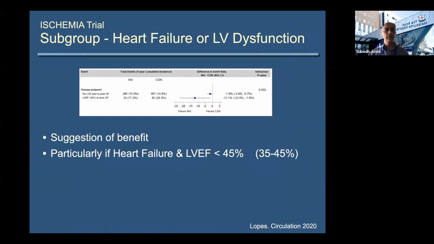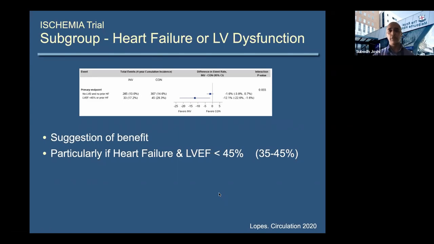The only subgroup that seems to have benefited is perhaps this one. This was published only within the last month. What they found is that in the patients who had heart failure and a left ventricular ejection fraction less than 45%, there did seem to be a benefit of revascularization, though the p-value for the interaction was just above 0.05. But that might be because there were actually very, very few patients on which this was based.